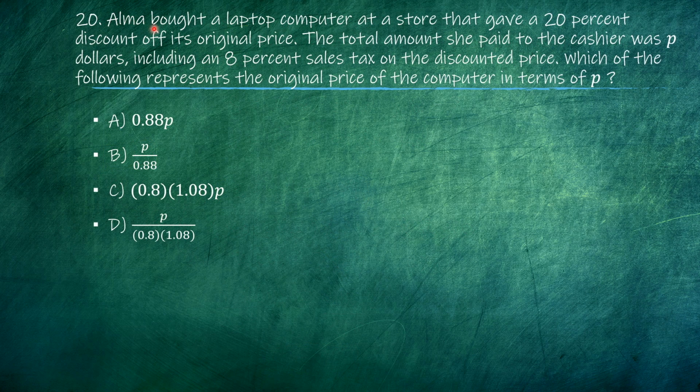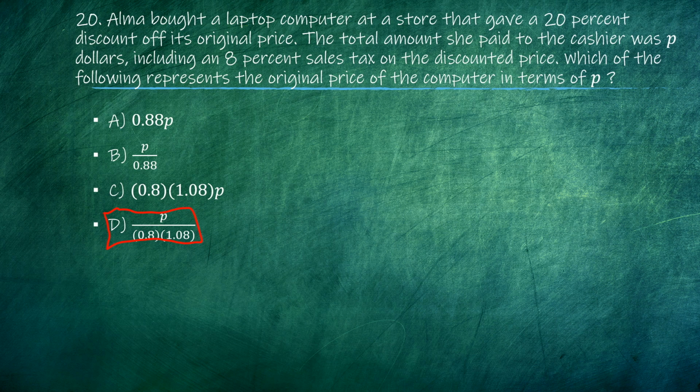Question 20. Alma bought a laptop computer at a store that gave a 20% discount off its original price. The total amount she paid to the cashier was $P, including an 8% sales tax on the discounted price. Which of the following represents the original price of the computer in terms of P? Go ahead, pause this video and try to solve it. The answer is D.